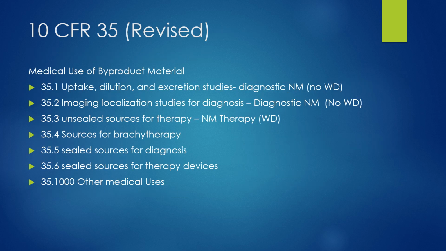So 10 CFR 35, the first part of it covers uptake, dilution, and excretion studies, which is diagnostic nuclear medicine, where there is no written directive. The second part is imaging and localization studies for diagnosis, which includes diagnostic nuclear medicine, of course, procedures where there's no written directive. The third part is unsealed sources for therapy. This covers all of our nuclear medicine therapies and procedures that would require a written directive. 400 doesn't really apply to us that much. It's sources for brachytherapy. There are some places where the breast seeds and things like that are handled by the nuclear medicine department, so it would include that. Sealed sources for diagnosis and sealed sources for therapy are in parts 500 and 600. And then the last part is other medical uses.